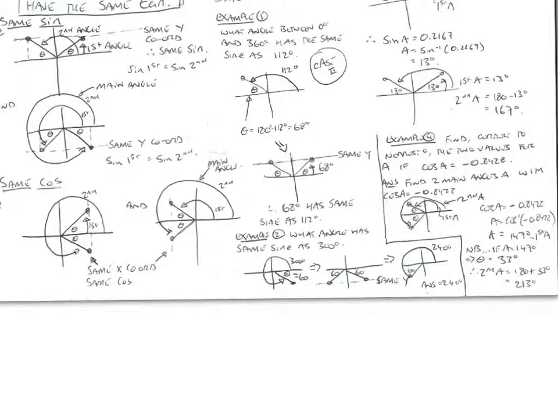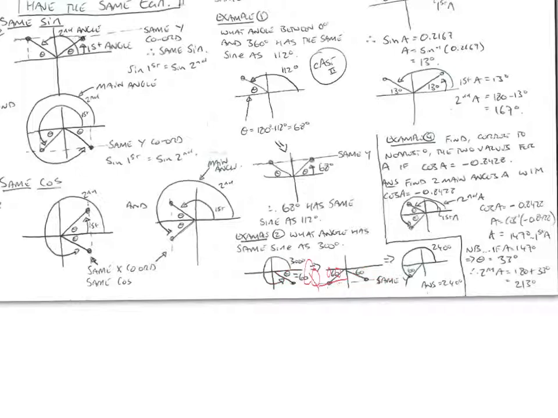What angle has the same sine as 300 degrees? Well, let's draw our main angle of 300 degrees. Let's realize that it's generated a reference angle of 60. So we've 60 here and we've 60 there because they have the same sine, the same y coordinate, so it's the same reference angle of 60.